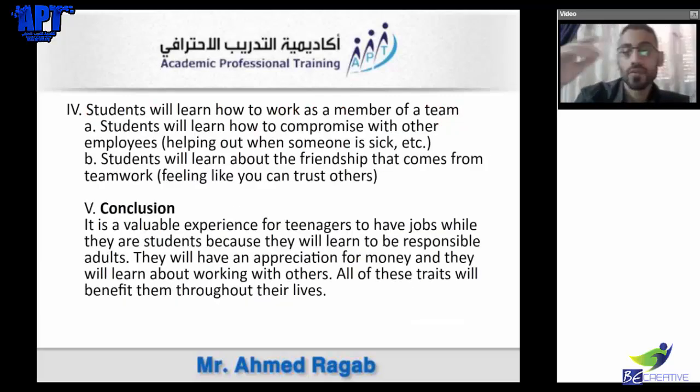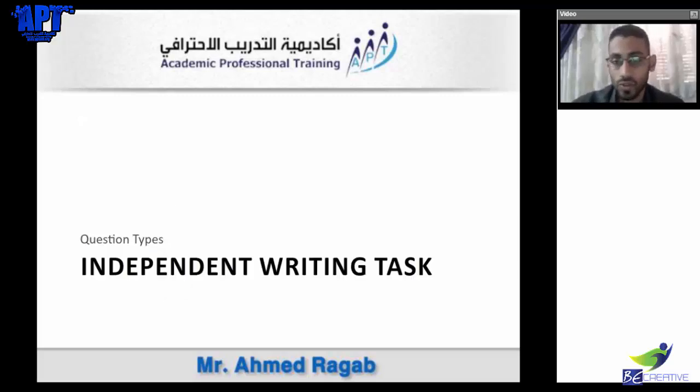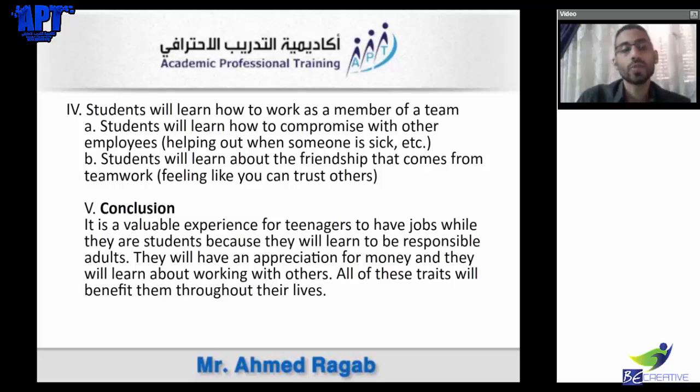So let's try to combine them together. Now, we have here also some other things. Students will learn how to work as a team. That's another idea. And the conclusion, the last thing: it's a valuable experience for teenagers to have jobs while they are students because they will learn to be responsible adults. They will have an appreciation for money and they will learn about working with others. All of these traits will benefit them throughout their lives. Now, so that's the thing. Let's try to combine all of them together so it will be like this.